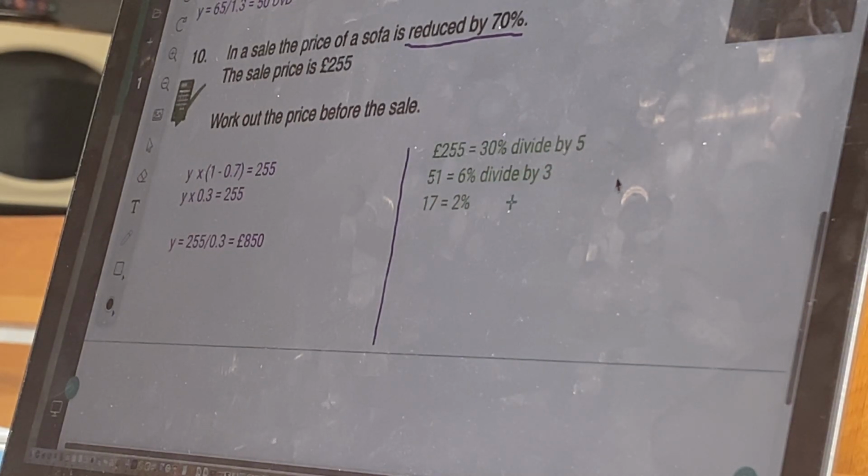And then now that I've got 17 is equal to 2%, I can multiply this by 50 to get 100. So 17 times 50. 10 times 50 is 500. 50 times 7 is 350. That's 850. And that is the original amount before the reduction of price.